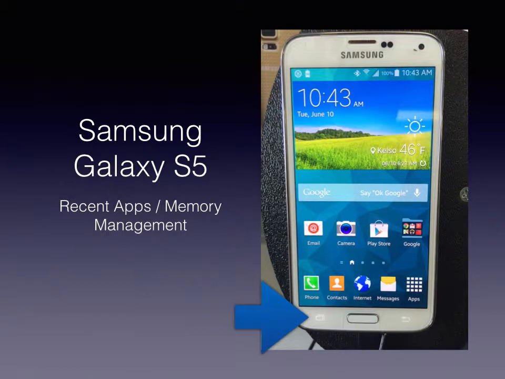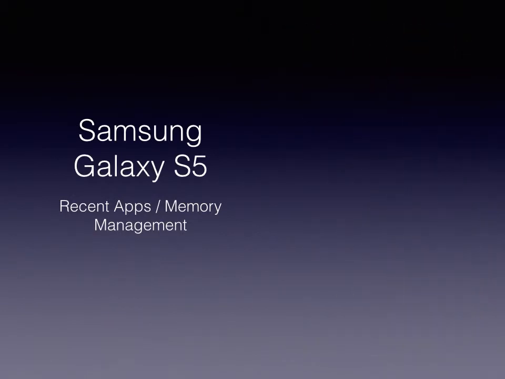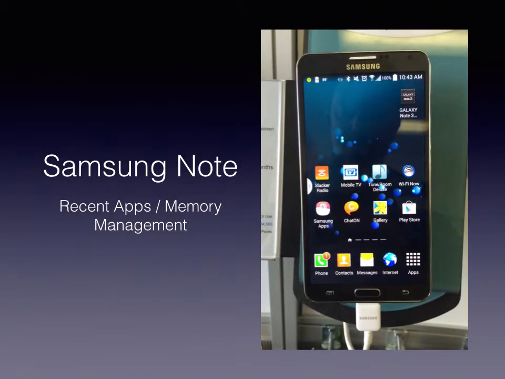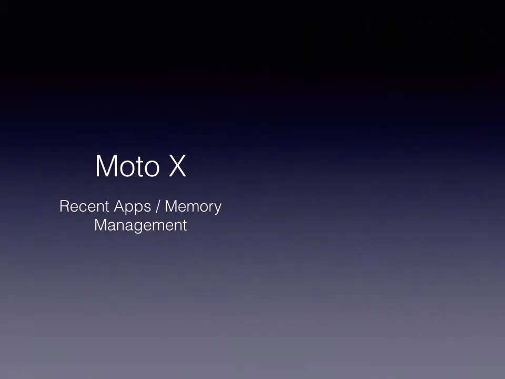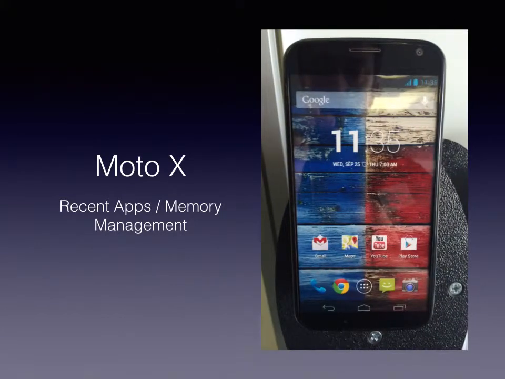This one is the Galaxy S5 from Samsung. It looks like 2 boxes, one on top of each other. This is the Note 3. It looks like 3 lines surrounded by 3 lines. I guess that's 2 lines. I don't know. Anyway, you see what it looks like. And this is the Moto X. It also looks like 2 boxes, one on top of the other. So go ahead and find which of those buttons relates to your device and open it up.